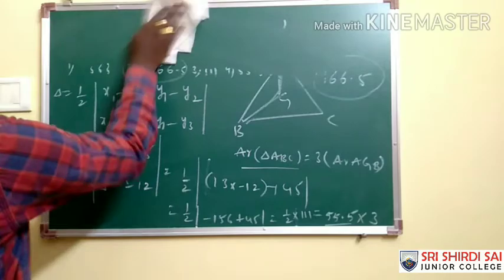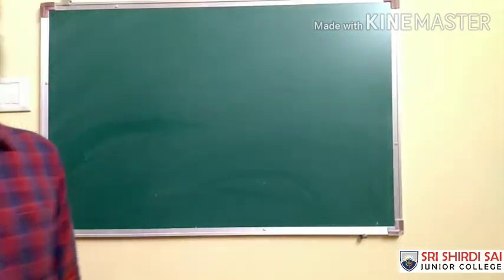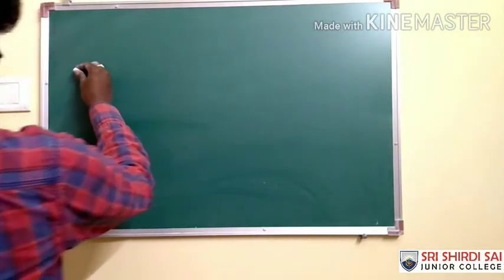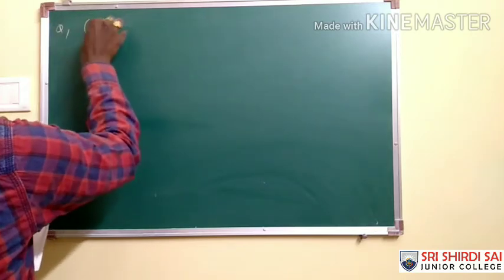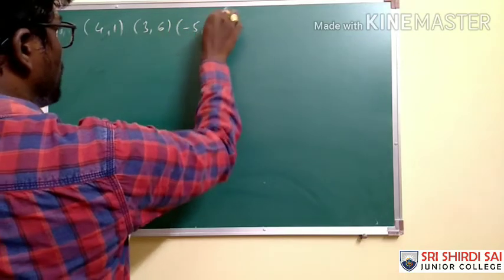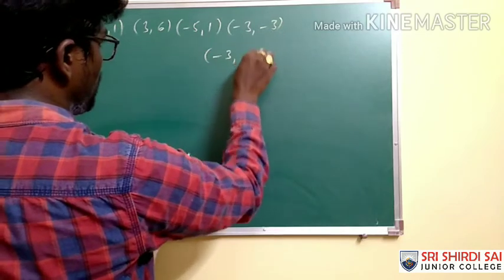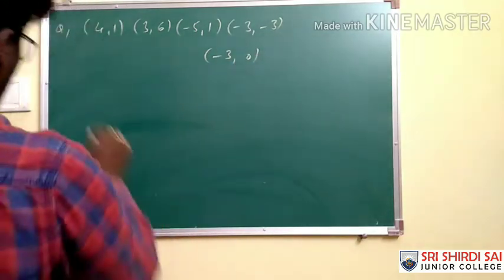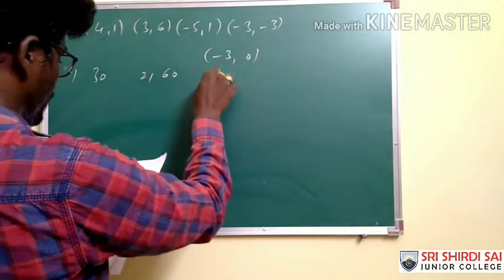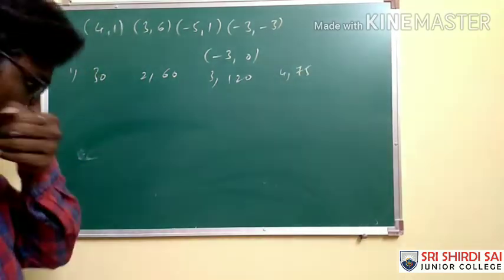Let's go to the next problem. Find the area of the pentagon whose vertices are 4, 1, 3, 6, minus 5, 1, minus 3, minus 3, and minus 3, 0. Options are 30 square units, 60 square units, 120 square units, and 75 square units.